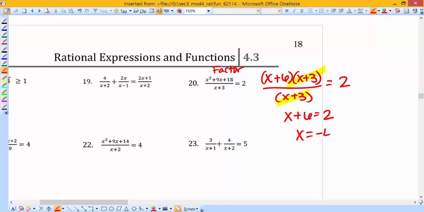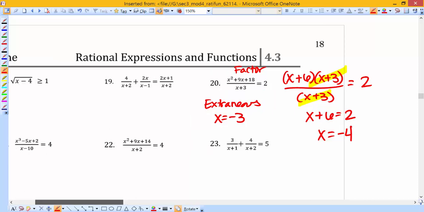So x equals negative 4. So it turns out negative 3 was not a solution. The negative 3 is my extraneous solution. x equals negative 3 is the extraneous, so it's not a solution. Please be careful. Watch out for those.